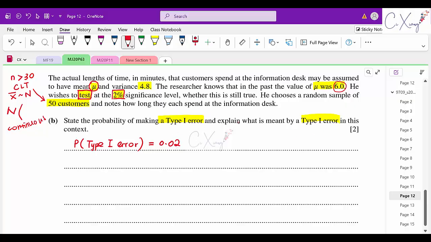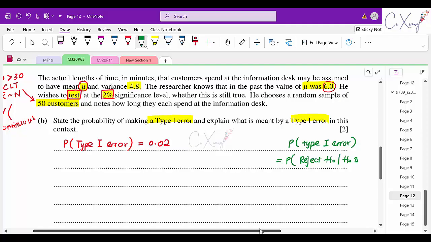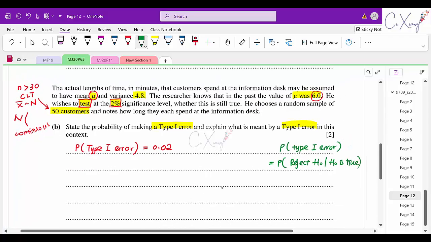They asked us to explain what is meant by a type 1 error in the context of the question. So type 1 error means rejecting the null hypothesis when the null hypothesis is true. Then how can I put this in the context of the question?